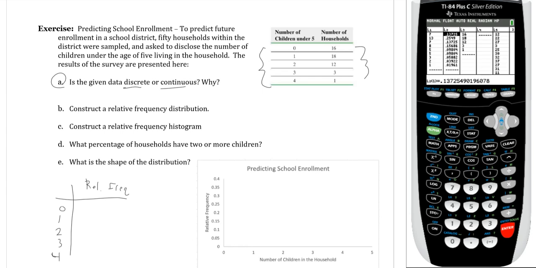Well, the possible reported values for how many children live in a household are 0, 1, 2, 3, 4, or any integer past that. These are countable numbers. I can't have 1.268 children in a house. So we would say that this is discrete because number of children is countable. Let's see if I can type that here. Number of children is countable. So this is discrete.